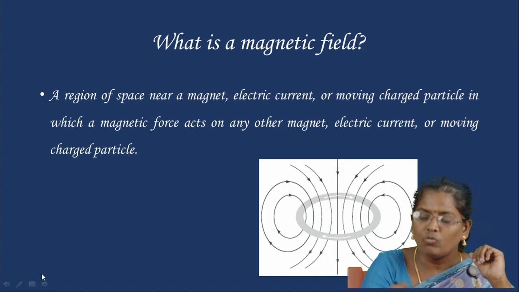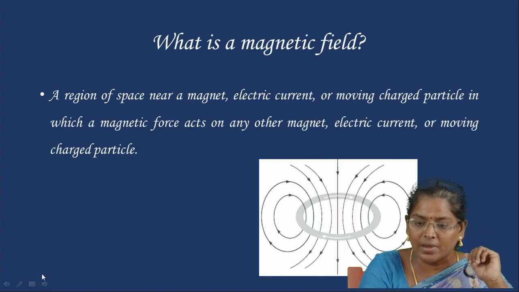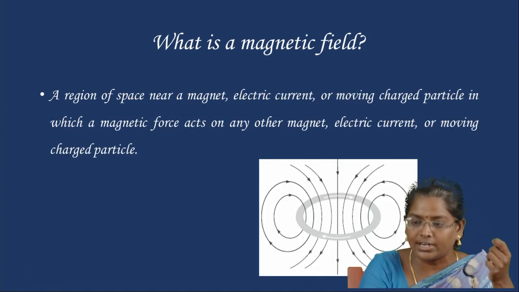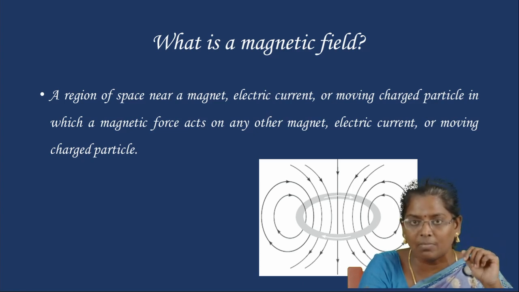Then what is a magnetic field? It is a region of space near a magnet, an electric current or a moving charged particle, in which a magnetic force acts on any other magnet or electric current or moving charged particle.